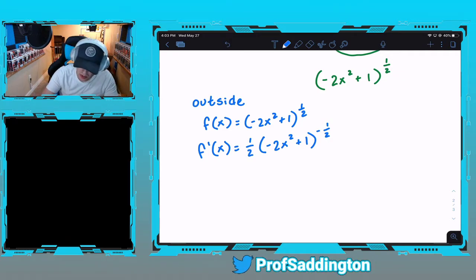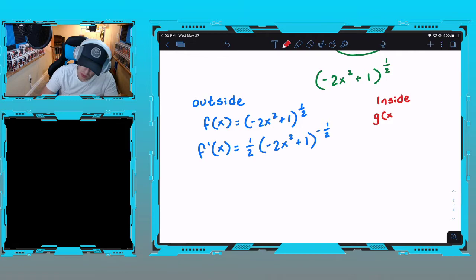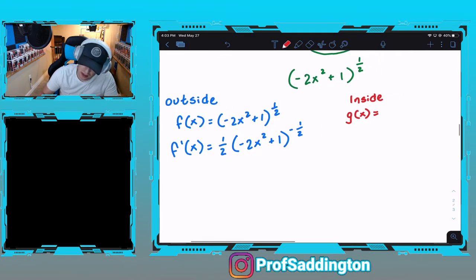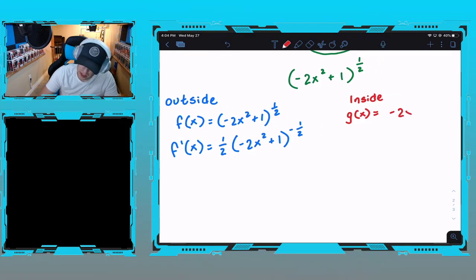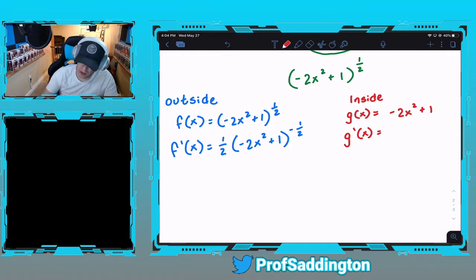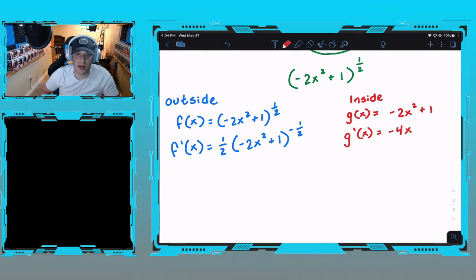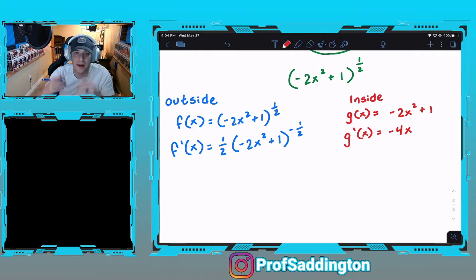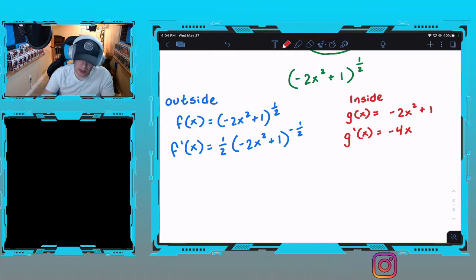Now I just got to do the inside. So the inside is just going to be what I call g of x. We only care about what's on the inside of the parentheses. And this is the derivative we've been doing since the beginning now. I can distribute the 2 out front, so 2 times negative 2 would give me negative 4. I'm going to take 1x away, so I have negative 4x.